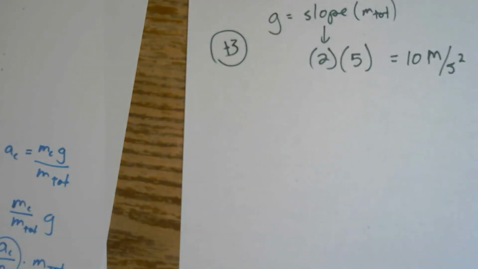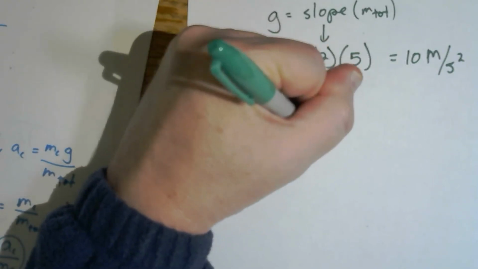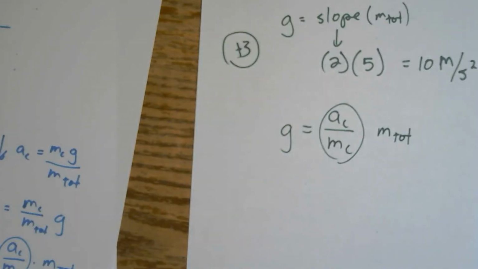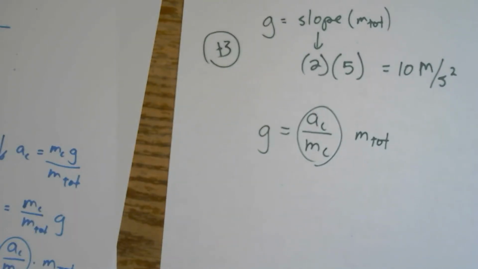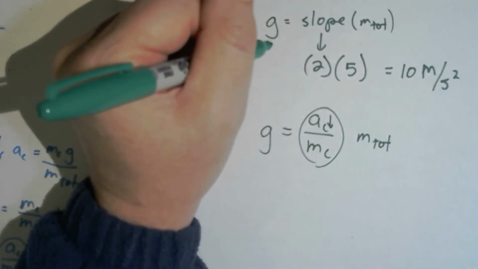All right. Question D asks, if the mass of the pulley in part C is significant, would the experimental value of G be greater than, less than, or equal to? Well, if I look at my equation, I've got this AC over MC term, that's my slope, times my mass total. Well, if you have a heavy pulley, then that's going to add extra inertia into your system. And extra inertia just means that your acceleration AC would go down, right? Extra inertia would make this acceleration be less than the experimental value.